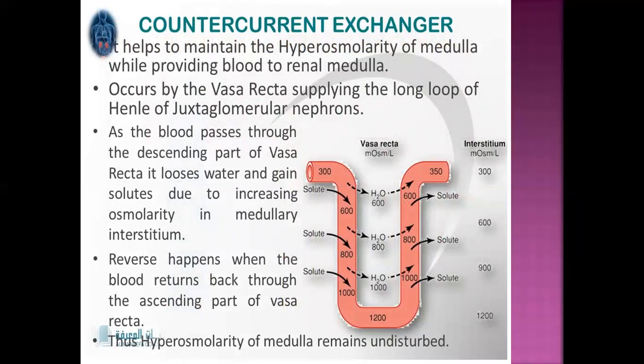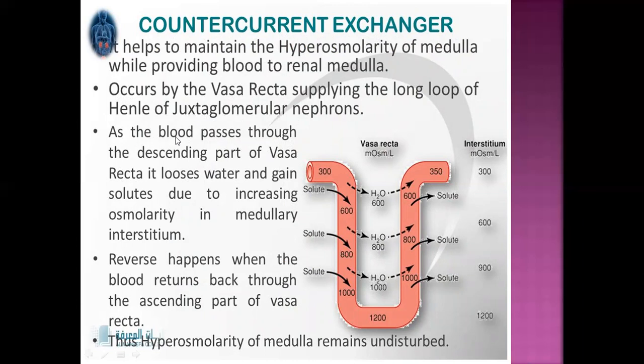Okay. Now, why is counter current exchange important? Here it helps to maintain the hyperosmolarity of the medulla while providing blood to the renal medulla. The renal medulla is provided blood by counter current exchange. Second is the vasa recta supplying the long loop of Henle of the juxtaglomerular nephron. You may not be aware of this term, but the nephron with the longer loop of Henle is called the juxtaglomerular nephron.